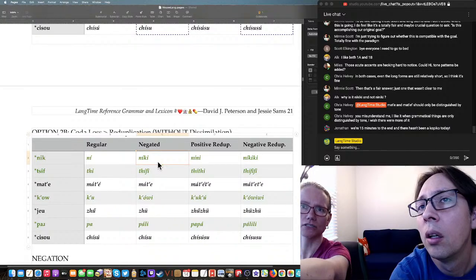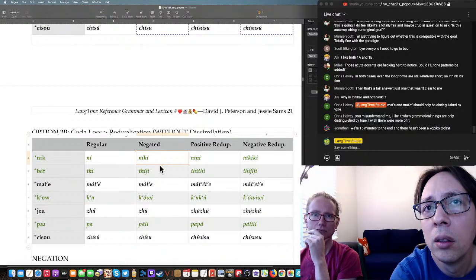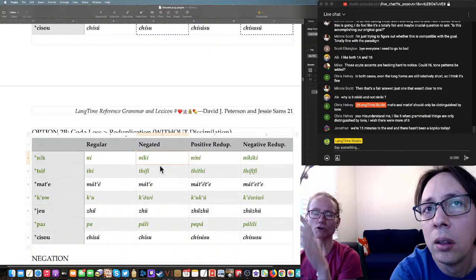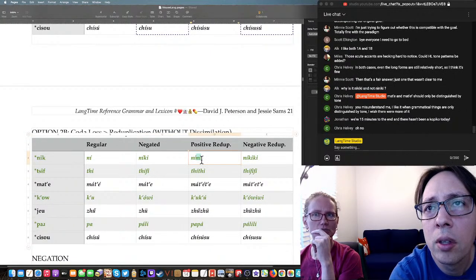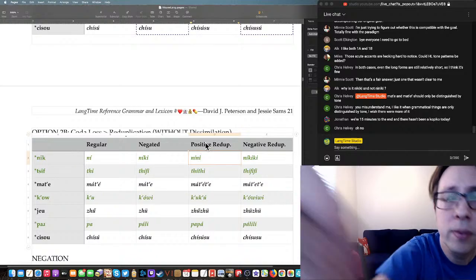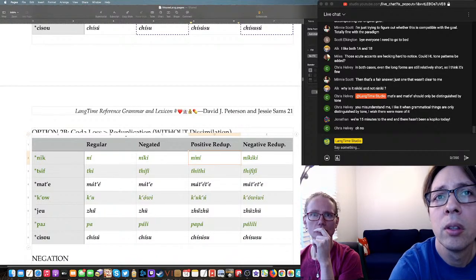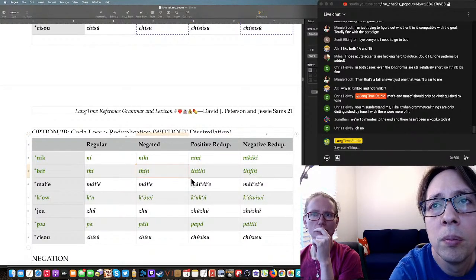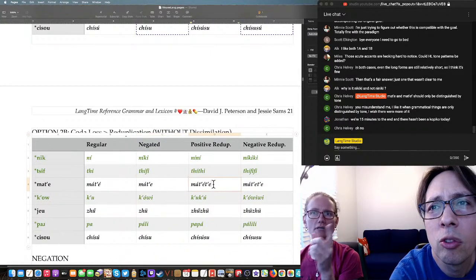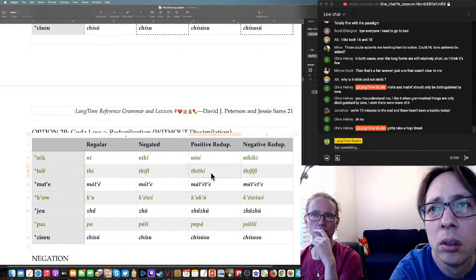Without dissimilation, shouldn't that be Nini, high tone? Oh no, because the consonants change it, but still, it should. Yeah, it should. Nini? Yeah, sorry. That one is fine. Actually, no, because codas are lost before we reduplicate it, so it's already thi, so it should be thi, low tone.